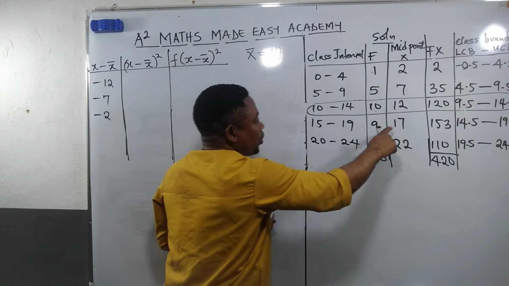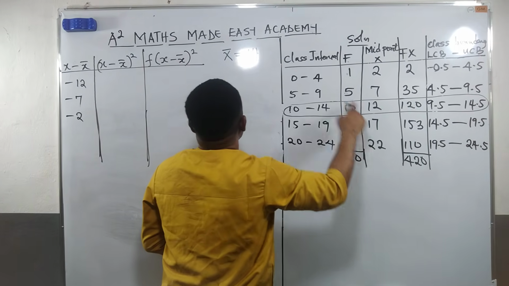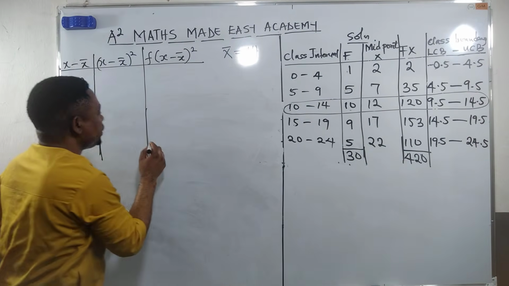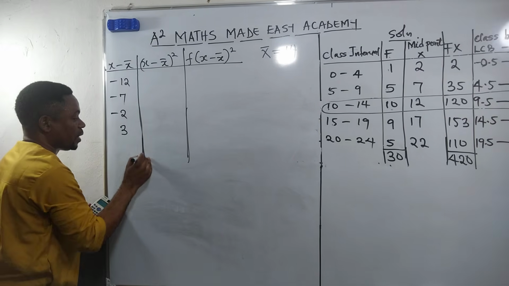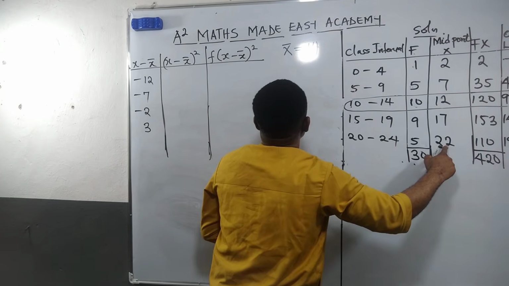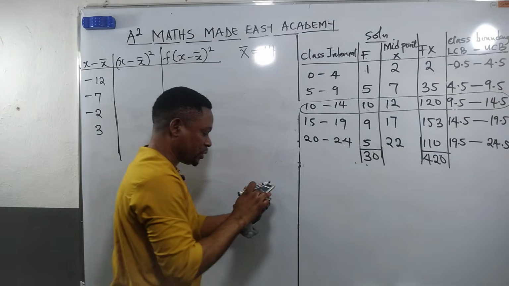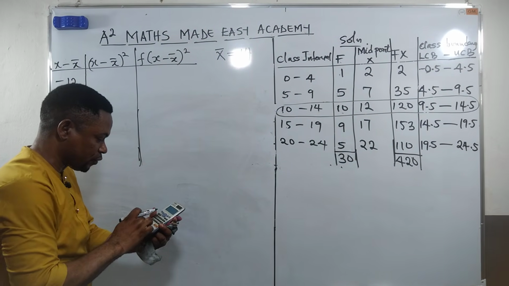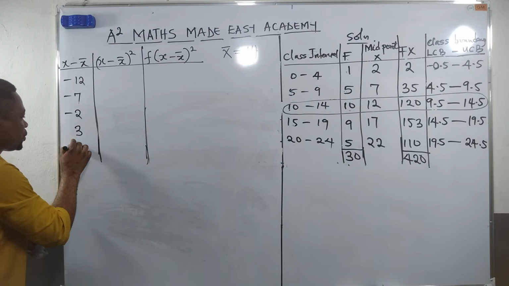Why the next one is what? 17. 17 minus 14 will definitely give me 3. Are you there now? The last one but not the least is 22. 22 minus 14. What will it give you? 8. So here is 8.